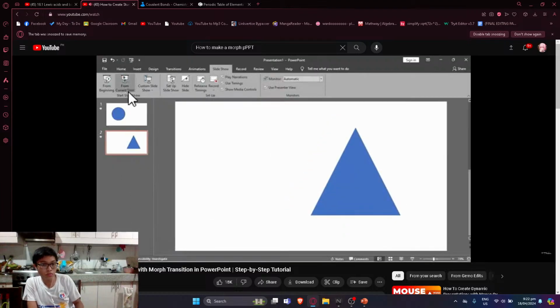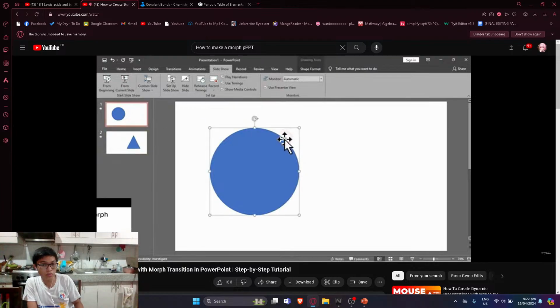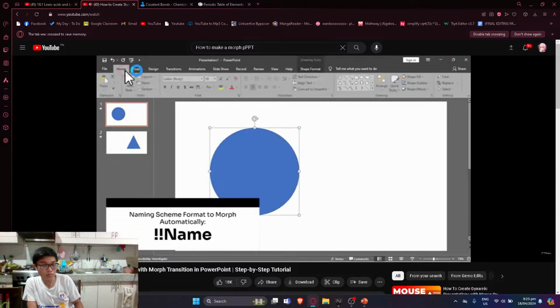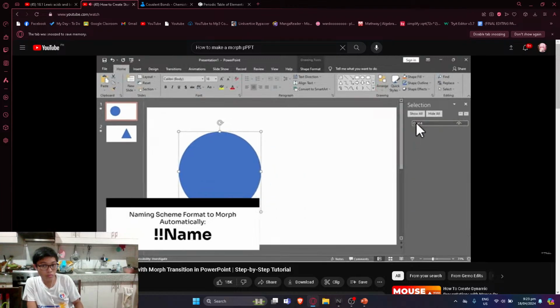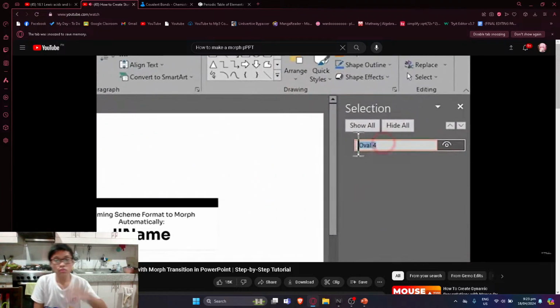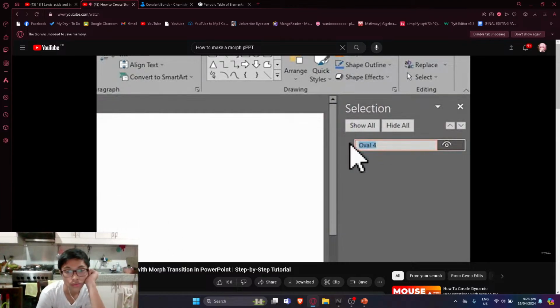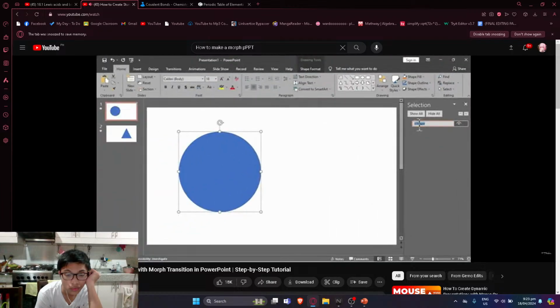To accomplish this, start the object name with two exclamation points and assign the same custom name to the two objects. You can alter the name of the shapes by navigating to the Home tab, then the Arrange and Selection pane. For the transition to function properly, the same name must be assigned to both objects in the Selection pane. We will apply the double exclamation format.